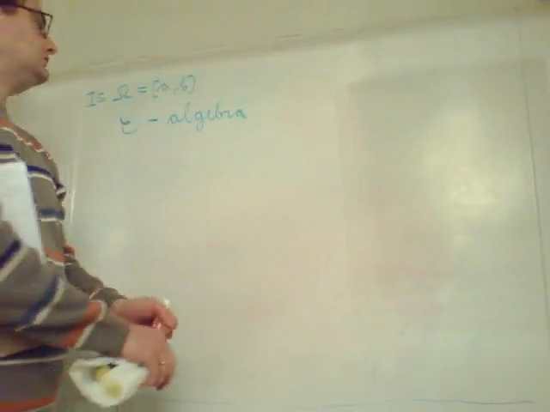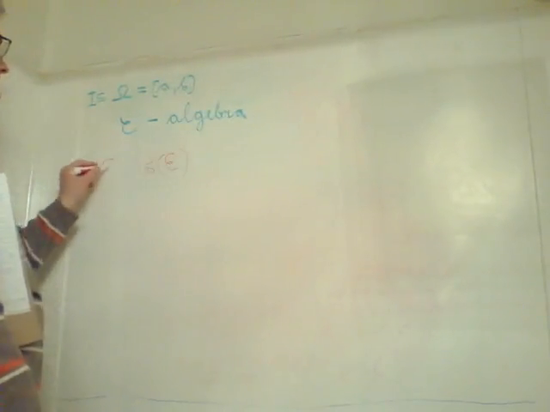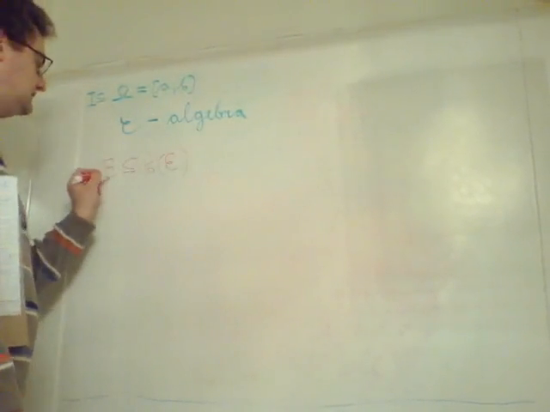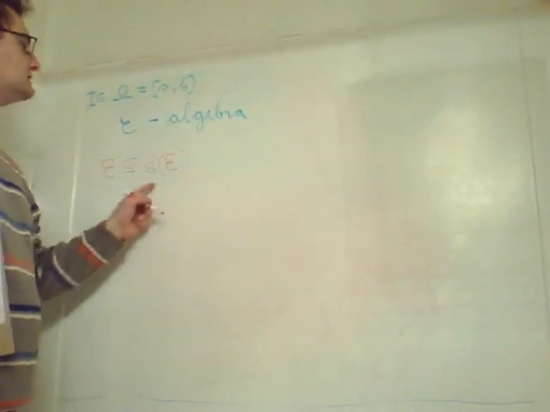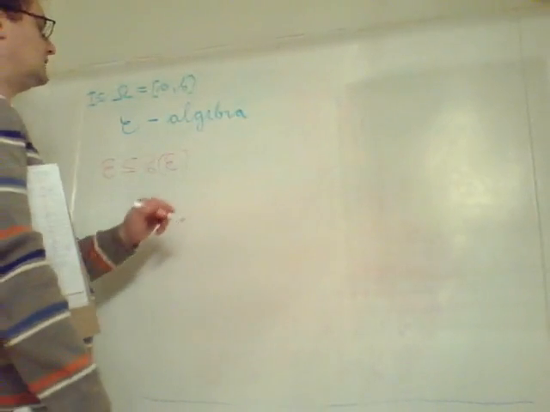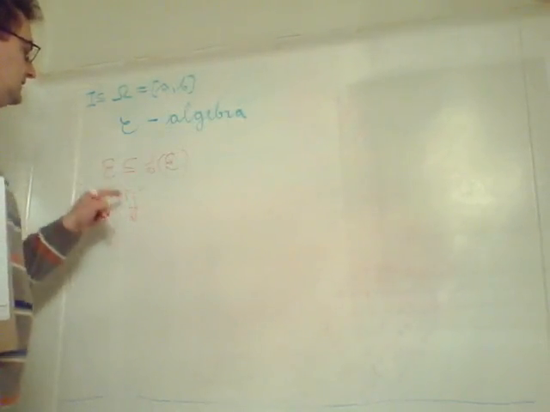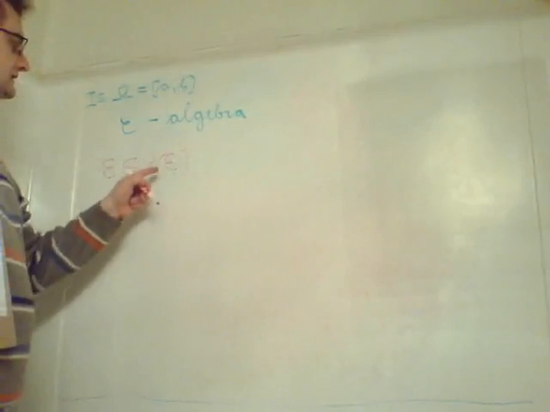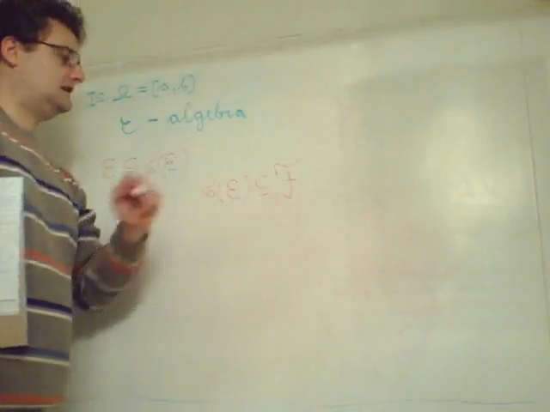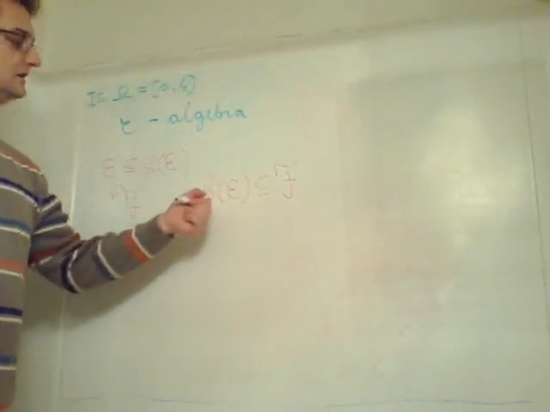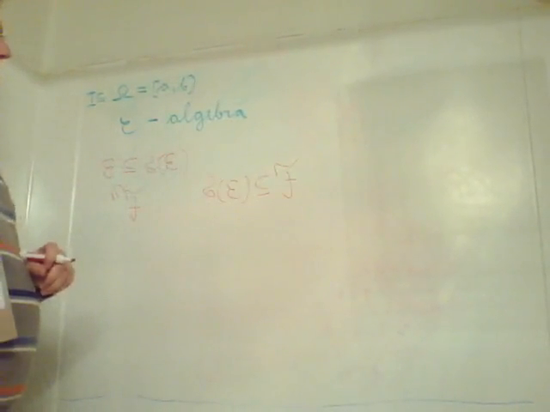Now, what do we mean by sigma of E being the smallest sigma field containing E? Well, definitely it contains E. We already established that. But what does it mean, the smallest? Well, the smallest in the sense of inclusion. In other words, if there is some other sigma field F containing E, we want to show that sigma of E is contained in that F. That's what we mean by sigma of E being the smallest sigma field containing E.